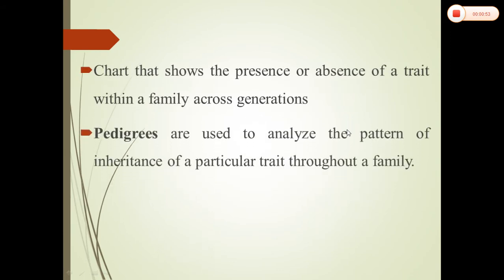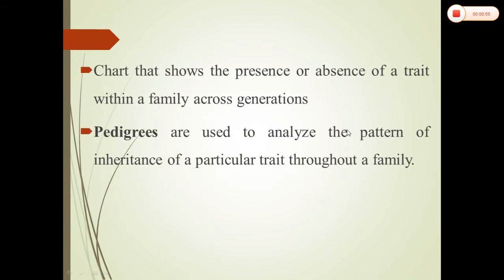Now what exactly does pedigree mean? It is a simple chart that shows presence or absence of a trait within a family across generations. In previous class I told you there is a branch of biology which is known as eugenics. Eugenics deals with application of genetics to solve problems of society. So pedigree analysis is one of the applications where we can use knowledge of inheritance pattern to solve some problems or to trace in what way a particular disease will transfer to the next generation.